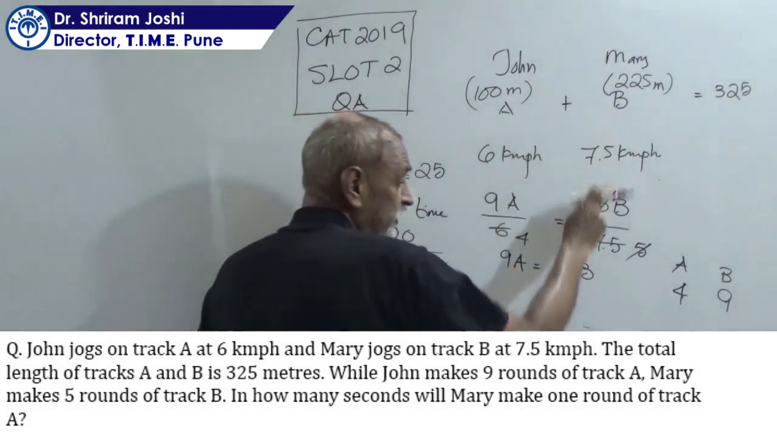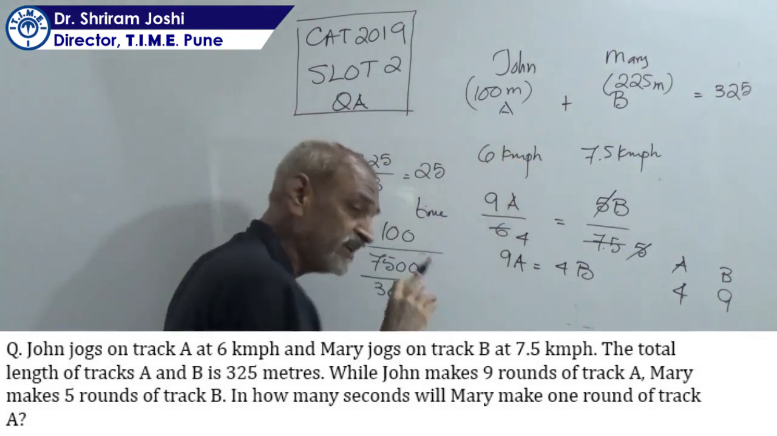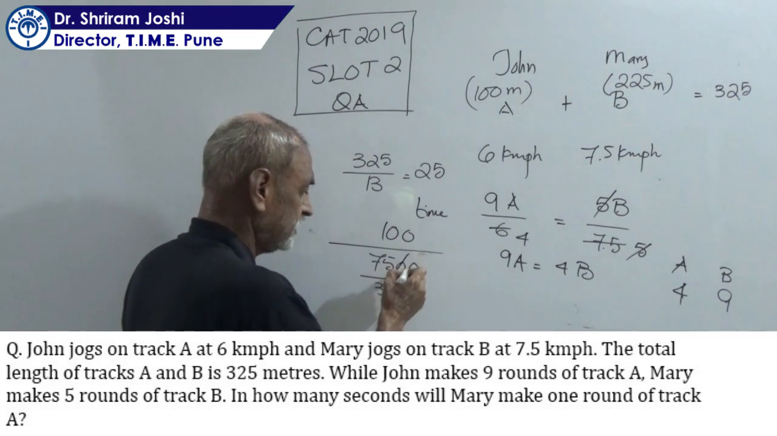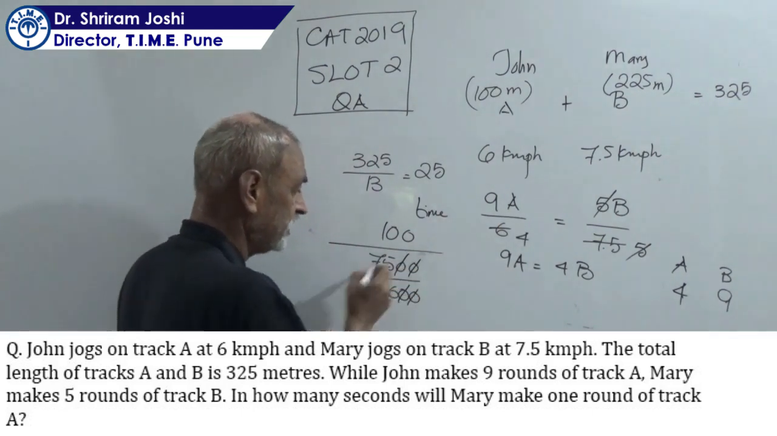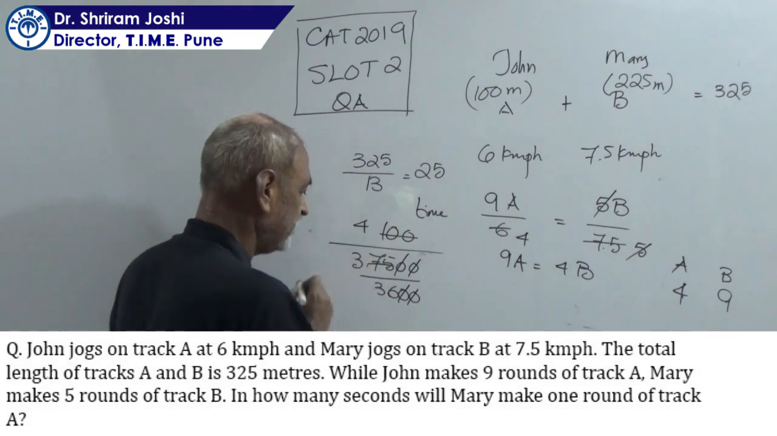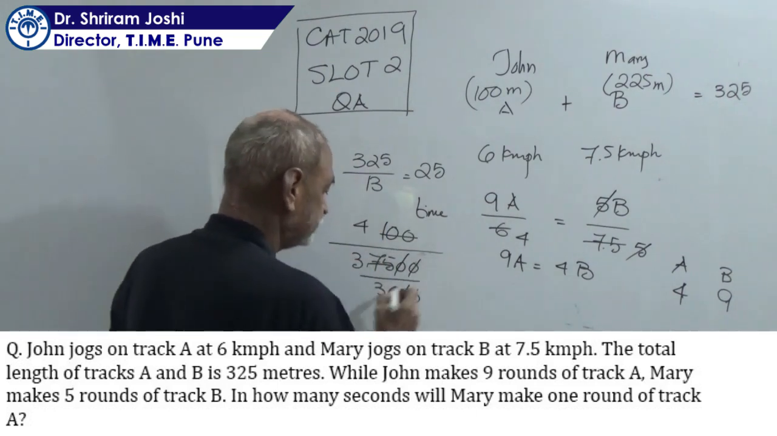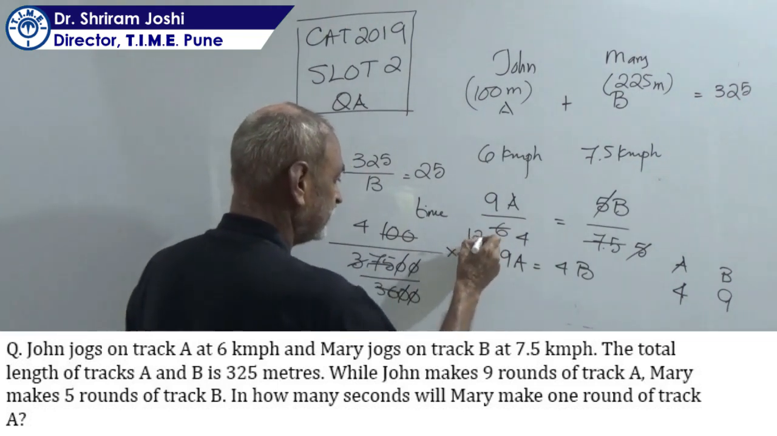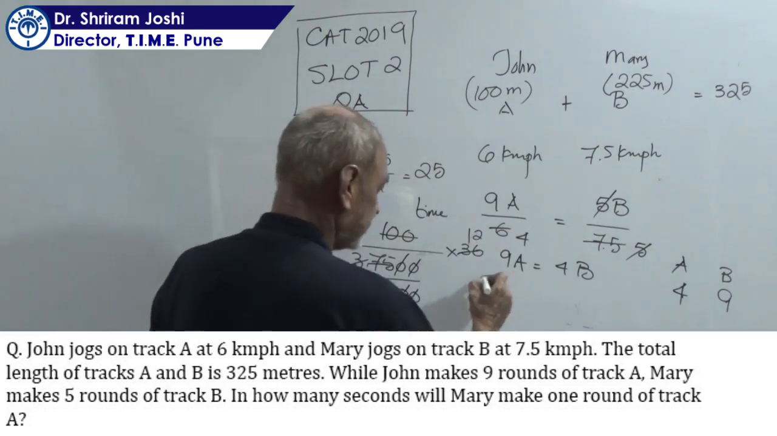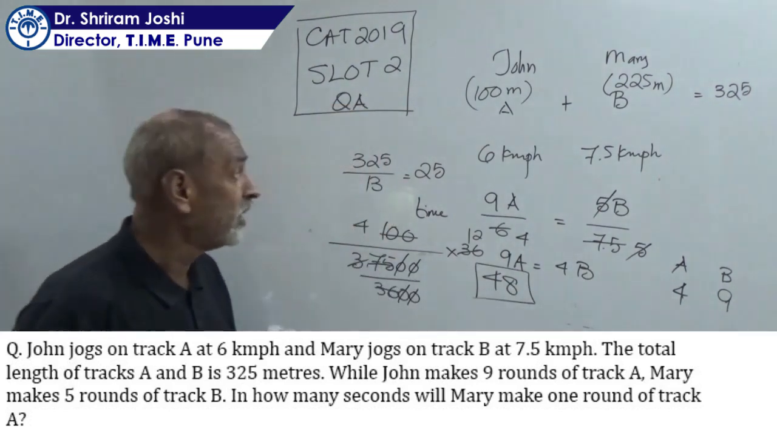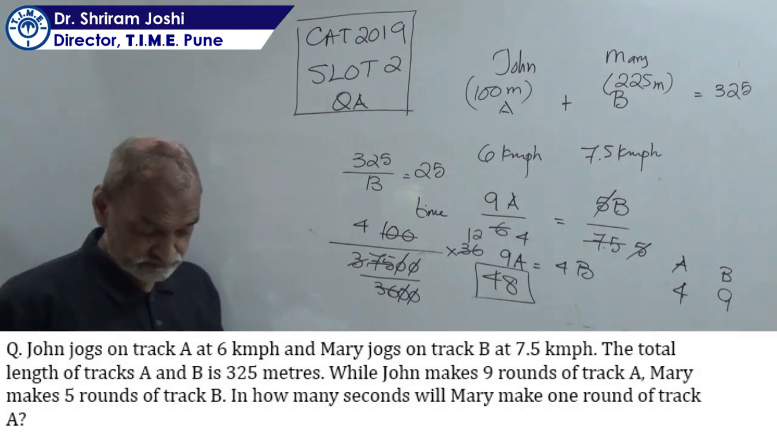She was running on track B, but the question is about track A. So these are the twists and turns in the question. This is not very difficult. These two cancel. This 75 and this will become 4 and 3. This 36 will go up. This will become 12, 12 times 4, 48. She will complete one round of track A in 48 seconds.